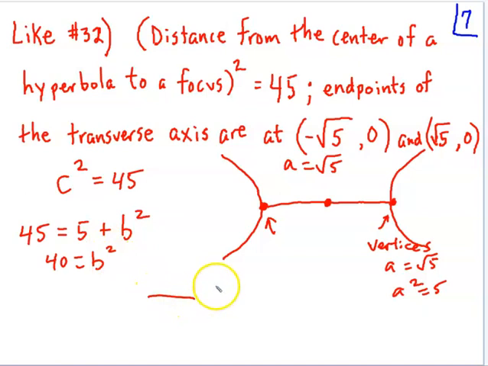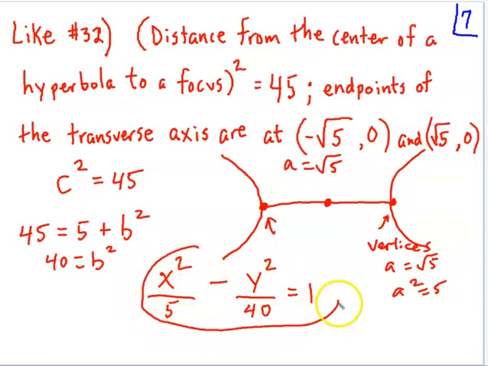Now we're ready to write the equation. a squared is always the first denominator, and b squared is the second denominator. By virtue of the fact that the transverse axis is horizontal, and also knowing that the vertices are on the x-axis, that means x squared is going to lead and y squared will follow. And there's your answer for this example.